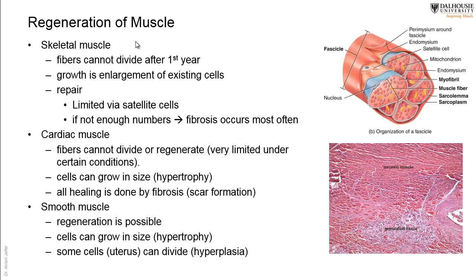Smooth muscle can increase in size, so it can undergo hypertrophy. And on the other hand, smooth muscles can increase in number. They still retain their ability to multiply. And this is called hyperplasia.